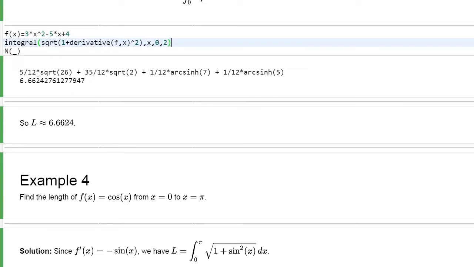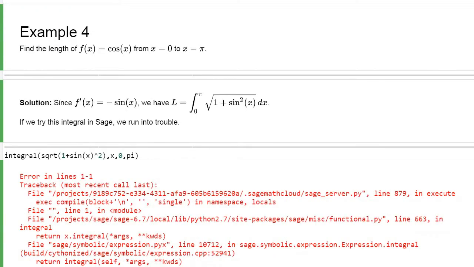And notice if I look at the exact answer, I have square root of 26, square root of 2, and here's that hyperbolic arcsine again. So it's kind of a messy answer. Okay, here's the cosine function from x equals 0 to x equals pi. The derivative of cosine is negative sine. So I want the square root of 1 plus negative sine squared. The negative cancels out in the squared, so I don't really need to put the negative there.